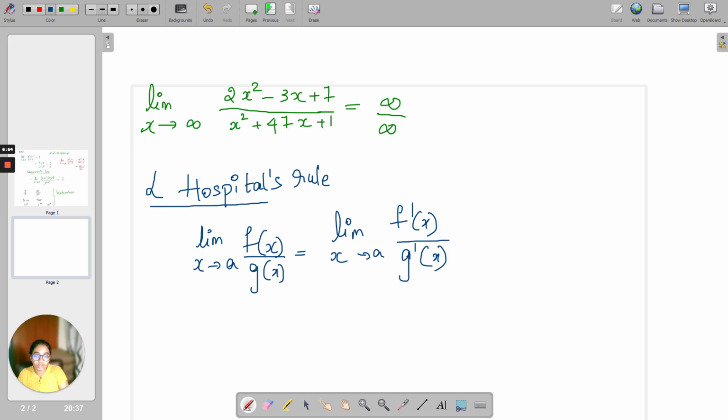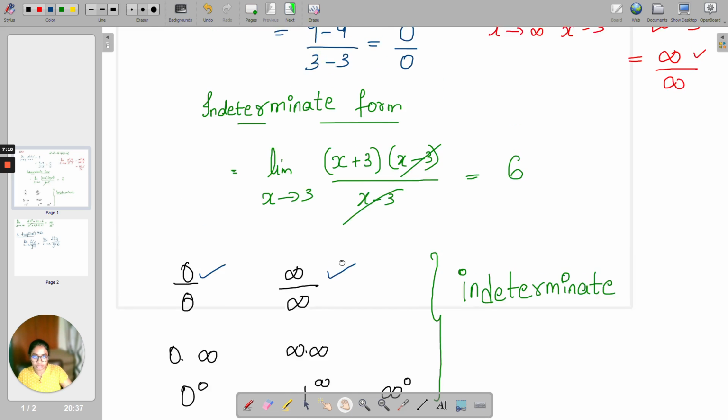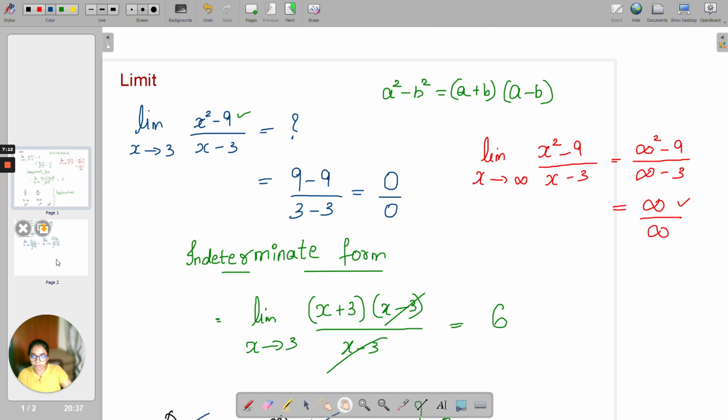Remember that we have f of x divided by g of x. L'Hospital's rule can be applied only for the 0 by 0 form and the infinity by infinity form. Let me take this question itself, x square minus 9.